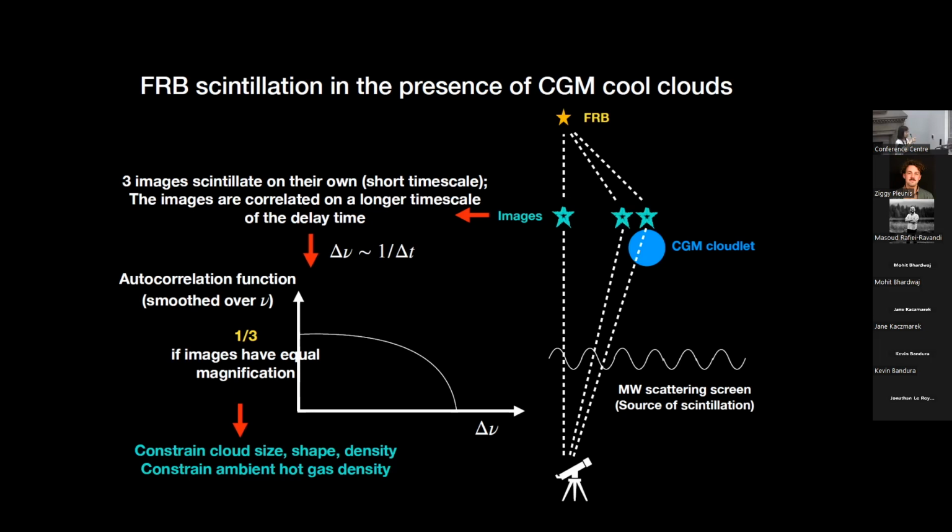And what's also cool about this idea is that because the cool and hot phase are in pressure equilibrium and their temperature ratio is 100, that is basically telling us the density ratio is also 100. So if you're able to measure the scintillation as a function of impact parameter, then you're also going to be able to constrain the density of the entire CGM.